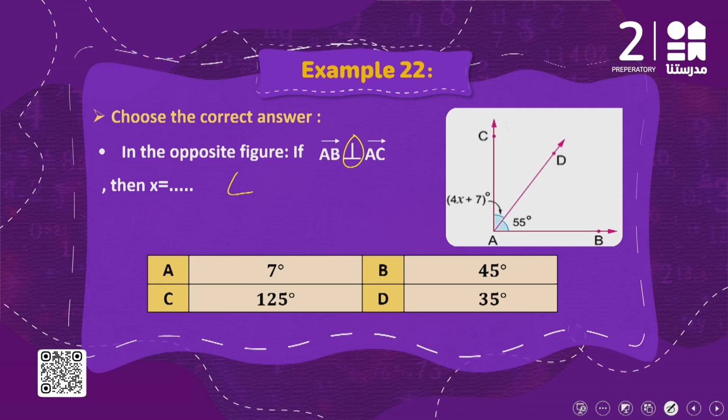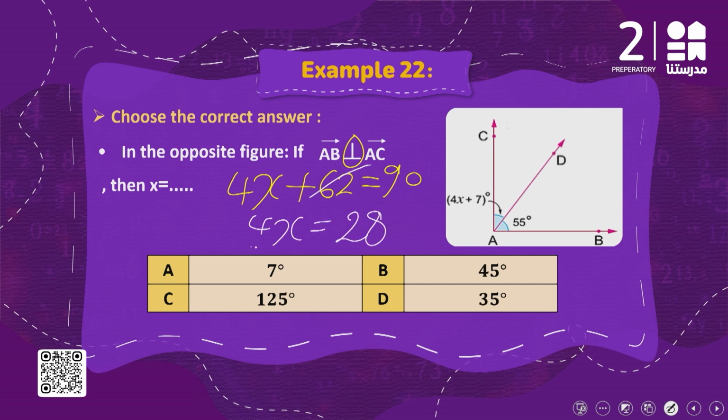Now let's add them. You have 4x plus 7 plus 55, which means plus 62. This is equal to 90. Now to find x, subtract 62. This is 4x equal, this is 28. Divide by 4 for both of them, so 7 is now equal to x. x equals 7. This is one idea.